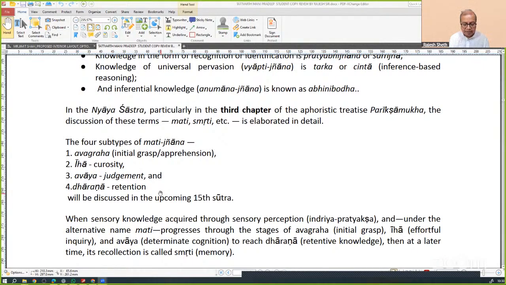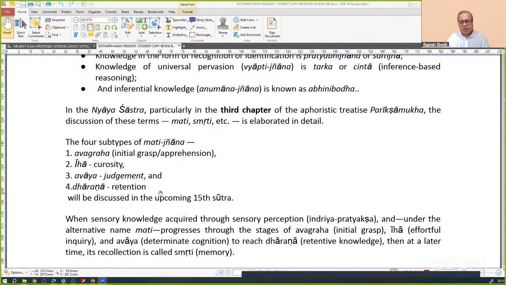Then at a later time, its recollection is called smriti. So first four, then you come to smriti, that is memory. Okay. From now you proceed with memory. Thus contemplating in order to determine the nature of a substance is mati, and when the object known through dharana reappears in knowledge, that is recollection. Memory. Smriti. Recollection is memory.